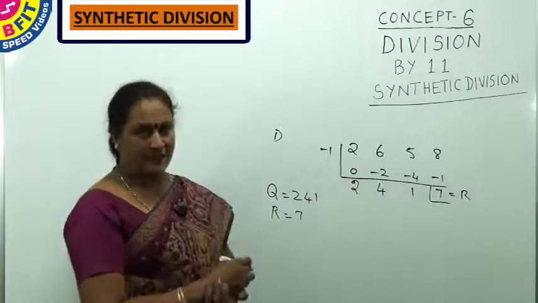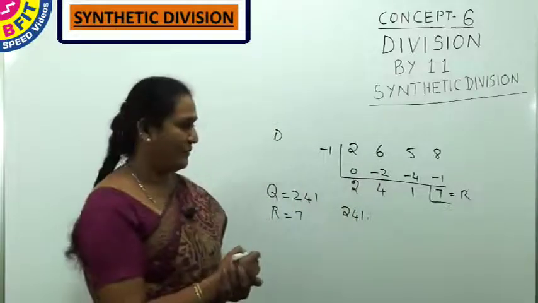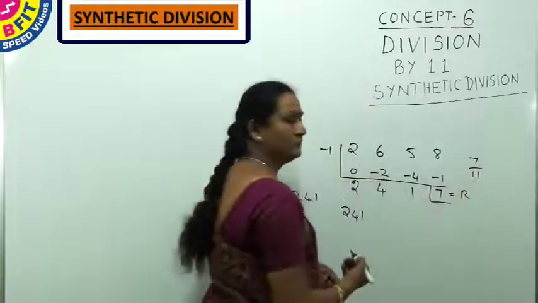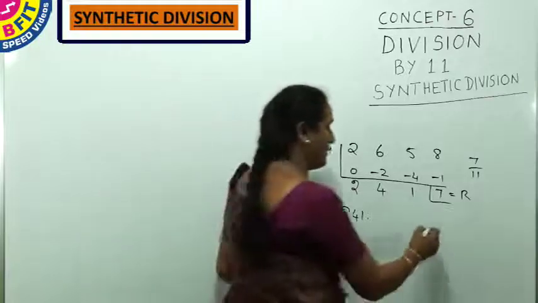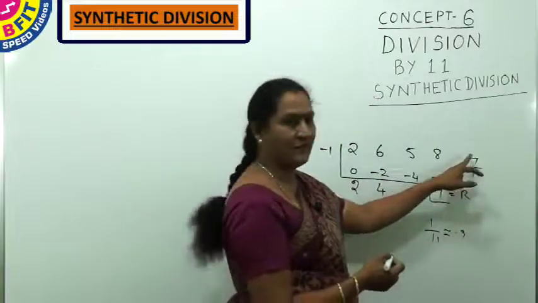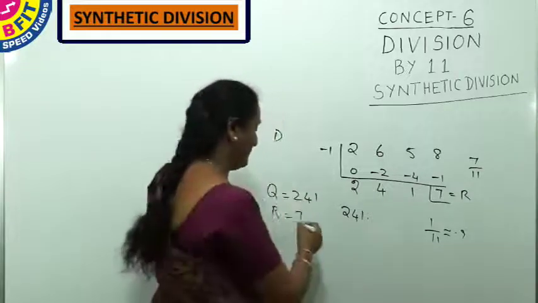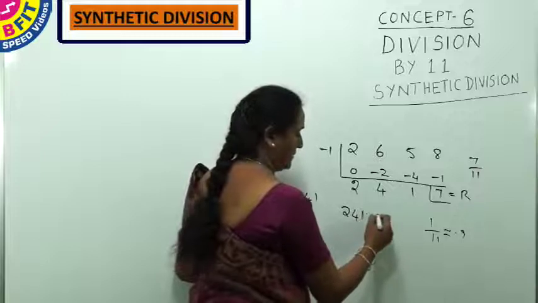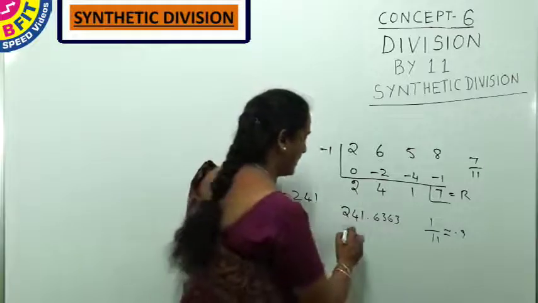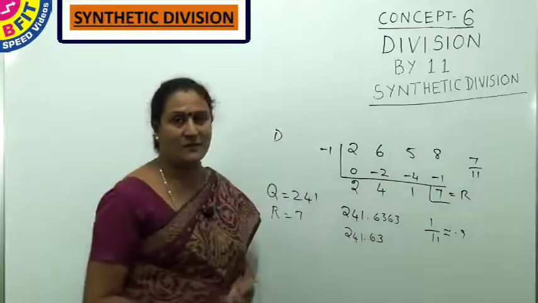Suppose we need this in decimal format. The quotient is 241 and the decimal part will be, the remainder is 7 and the divisor is 11, so what is 7 by 11? What is 1 by 11? 1 by 11 is approximately 0.09. And when you multiply it with 7, 7 by 11 will be 0.63 recurring. Now we can write this as 241.63, approximating to 2 decimal places.